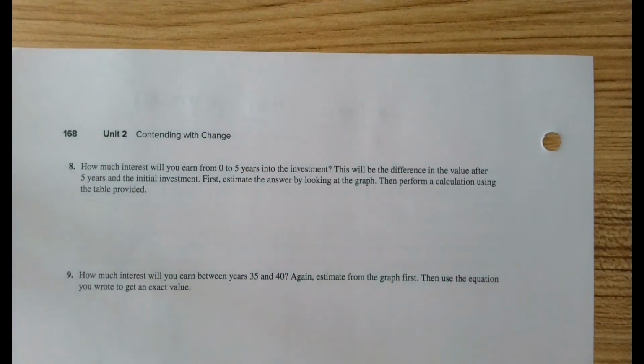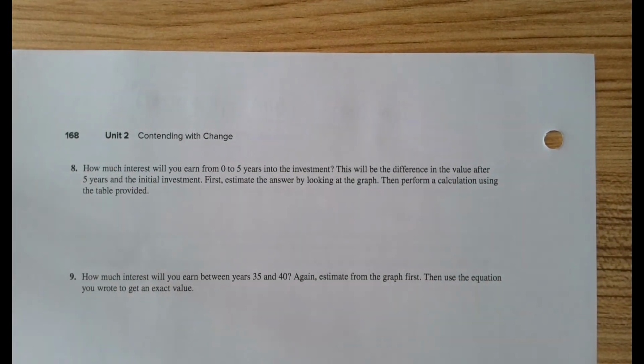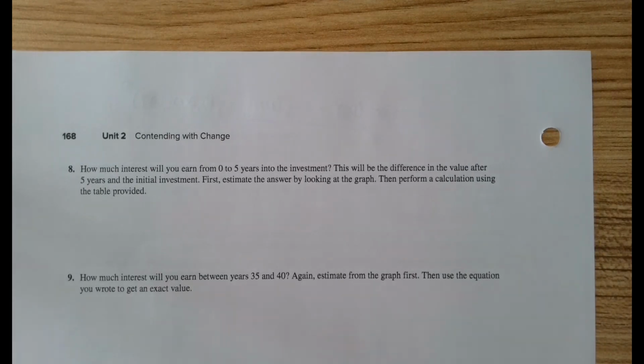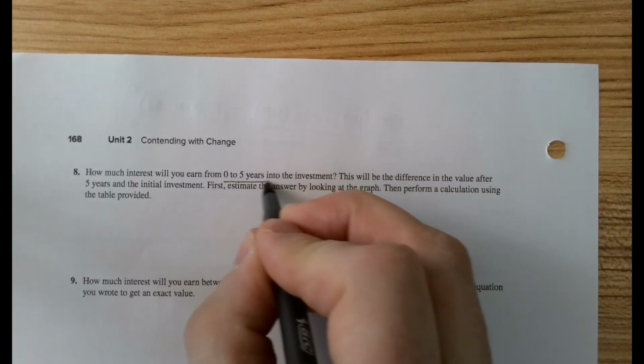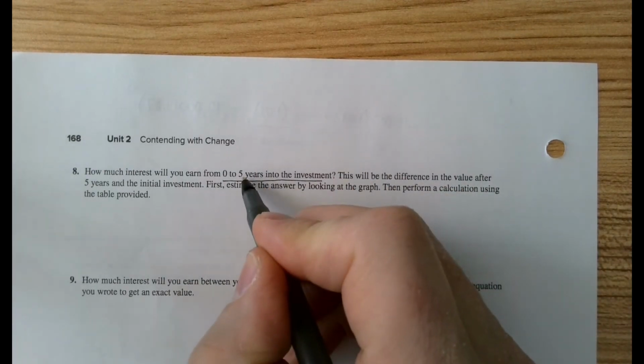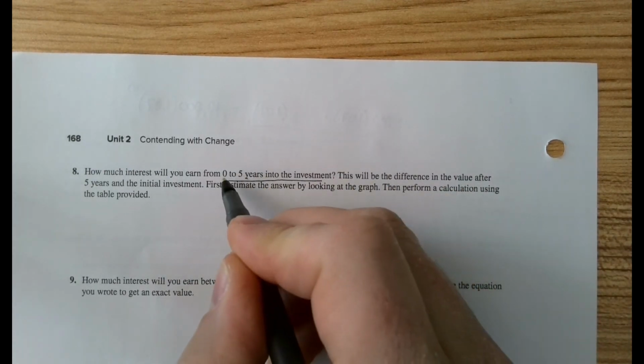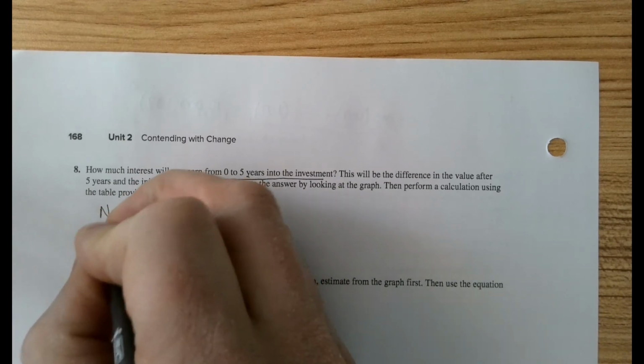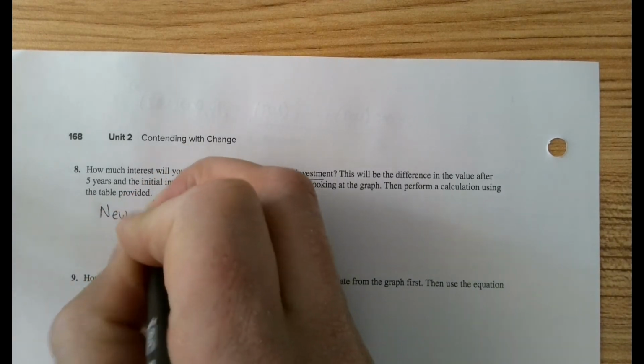So we've got a couple questions here. How much interest will you earn from 0 to 5 years into the investment? Well, what this question is really asking is an old question you asked before. What's the difference between the amount of money in the account at 5 years and the amount of money in the account at 0 years? In other words, new minus old.